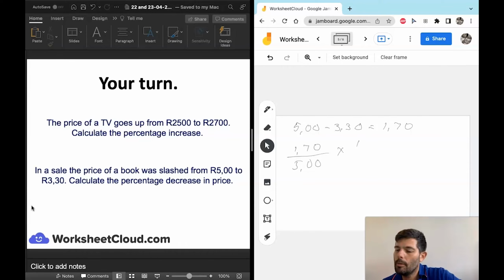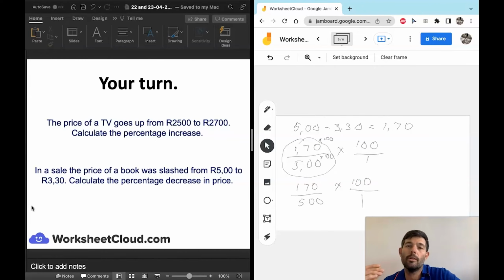What I'm going to do now to 1 Rand 70 over 5 Rand, this fraction over here, is just remove the decimals by multiplying both the numerator and the denominator by 100. Then I'm going to multiply by 100 over 1. Because I've multiplied both the numerator and the denominator by 100, and because 1,7 divided by 5,0 is a division sum, I don't have to put the decimals back into the answer. I can leave it as it is.